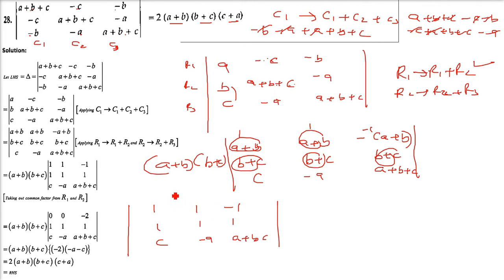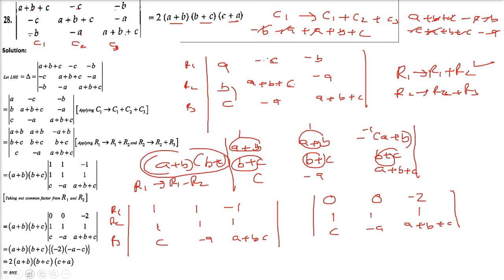Okay. Now you see here that we can just add or subtract the two rows, row 1 minus row 2. If we do this, row 1 minus row 2, we will get 2 zeros in the first row, and that's what we wanted. You can also do column 1 minus column 2. Then also you will get 2 zeros. It's up to you what strategy you apply. But I am changing row 1 to row 1 minus row 2. So 1 minus 1 is 0, 1 minus 1 is 0, minus 1 minus 1 is minus 2. This is 1, 1, 1, c, minus a, plus b plus c. Okay, now I am expanding using the first row. A plus b and b plus c was already outside.